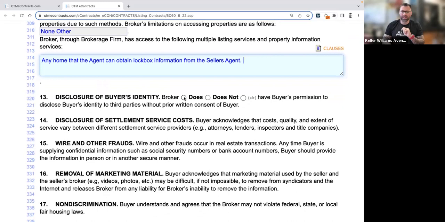13, disclosure of a buyer's identity. All it does, and this is the thing, while at the end of the day, none of you on the list side want to accept a love letter from the buyer. On the buy side, I'm not opposed to sending one. I don't think that you are in fair housing violation for sending a love letter.